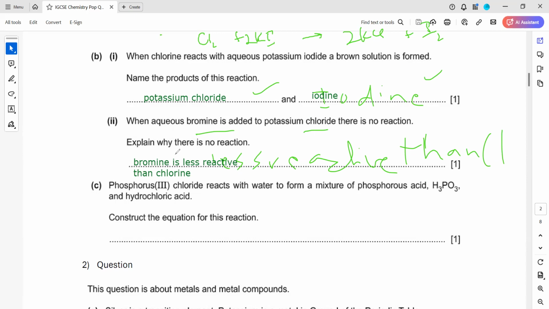Phosphorus 3 chloride reacts with water to form a mixture of phosphorous acid and hydrochloric acid. Construct the equation for this reaction. So PCl3 plus H2O gives H3PO3 plus HCl. Then the equation must be balanced as well.